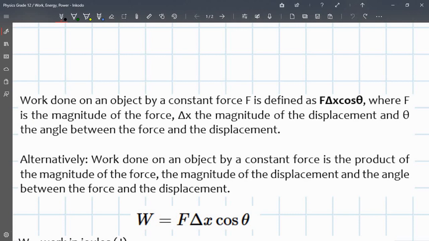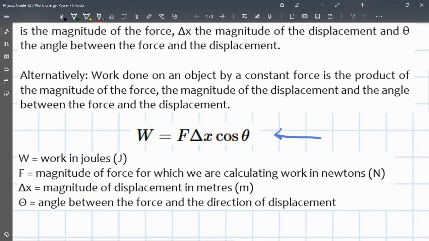My favorite one is the second one, where it says work done on an object by a constant force is the product of the magnitude of the force, the magnitude of the displacement, and the angle between the force and the displacement. Actually, what you really should know is just this formula here. What the words state is actually written quite compressedly in this formula. So this formula should be given to you in the formula sheet. If you just remember that, you should be able to remember the definition quite easily. We'll do some quick examples just to get you into understanding it.